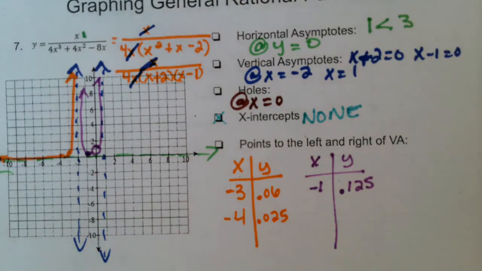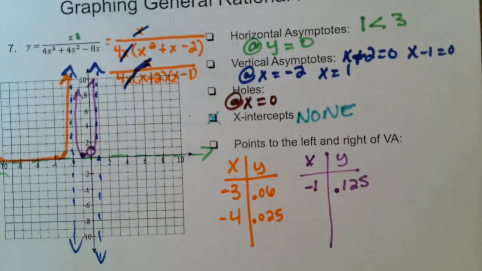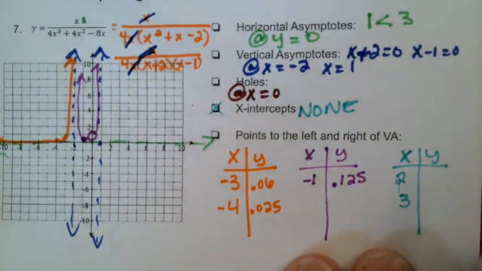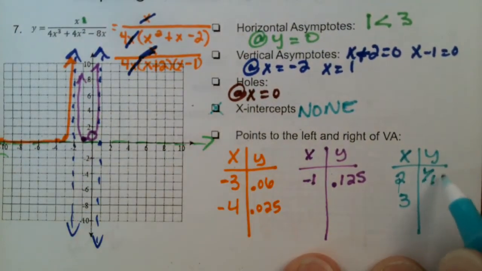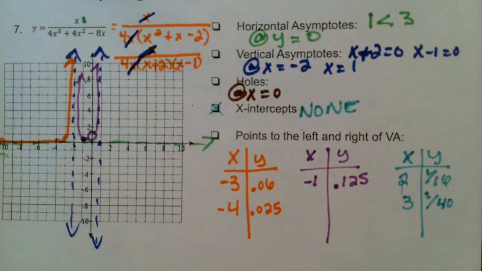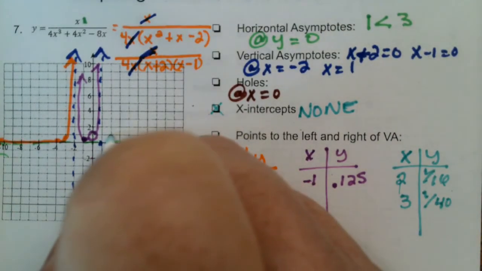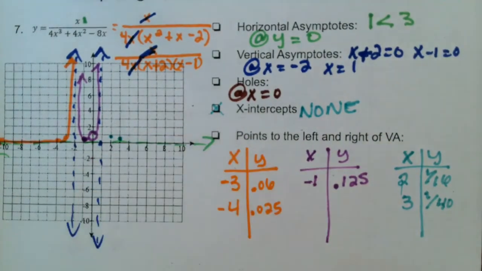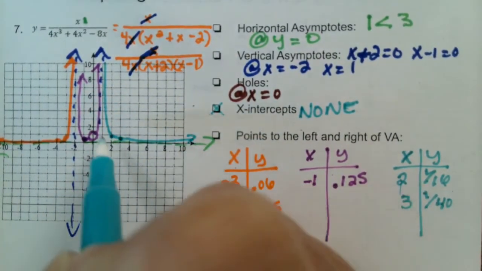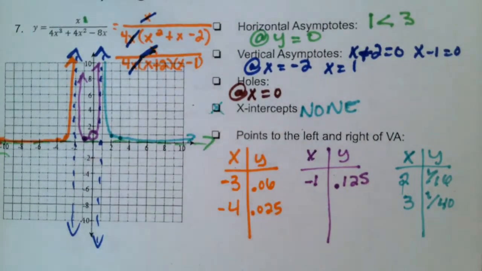And then for my last section on the far right, I'm going to use the 2 and the 3. I have (2, 1/16). This is so small that it's hard to write the decimal. And (3, 1/40), so very, very close to 0. So I'm going to be up here a little bit and then closer even. It's going to look like the other side, but not cross the blue line or the green line.